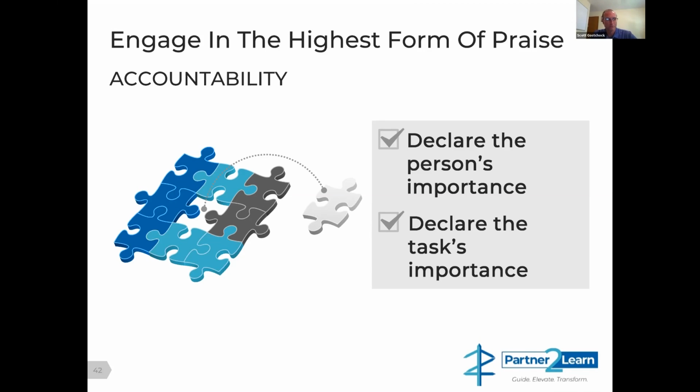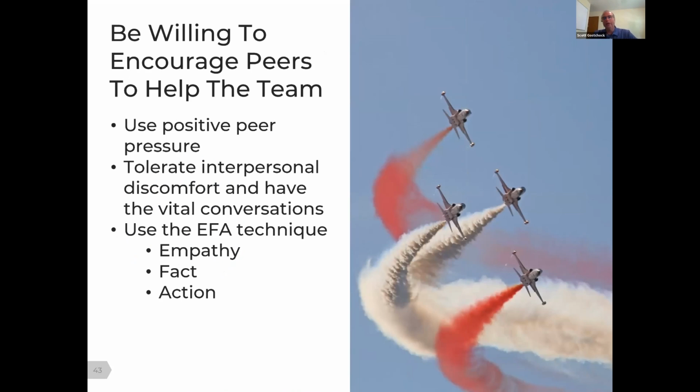We need our people. And then we need to have the whole team holding each other accountable. It's not just the leader, it's the whole team. So we're all holding each other, positive peer pressure. And we need to tolerate that interpersonal discomfort and have those conversations that we might think are difficult, but they're really not. They're holding people to that highest form of praise and saying they're important and what they're doing is important.